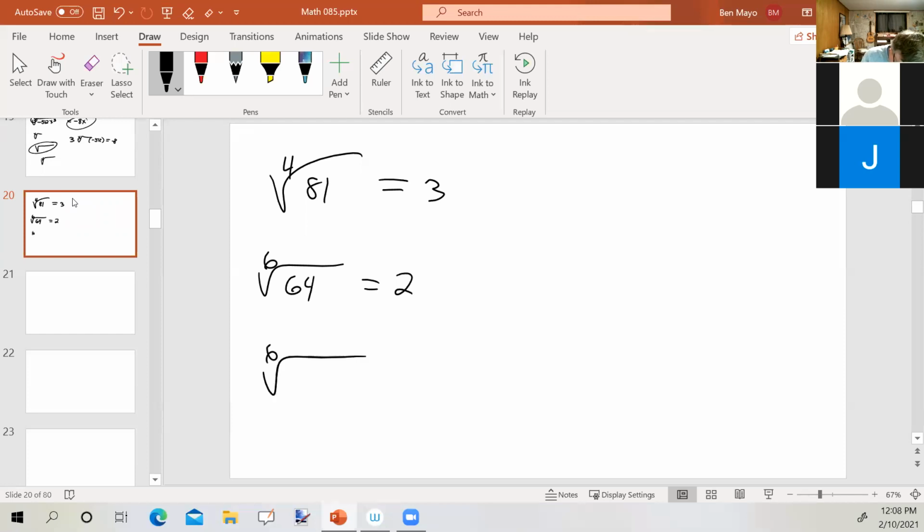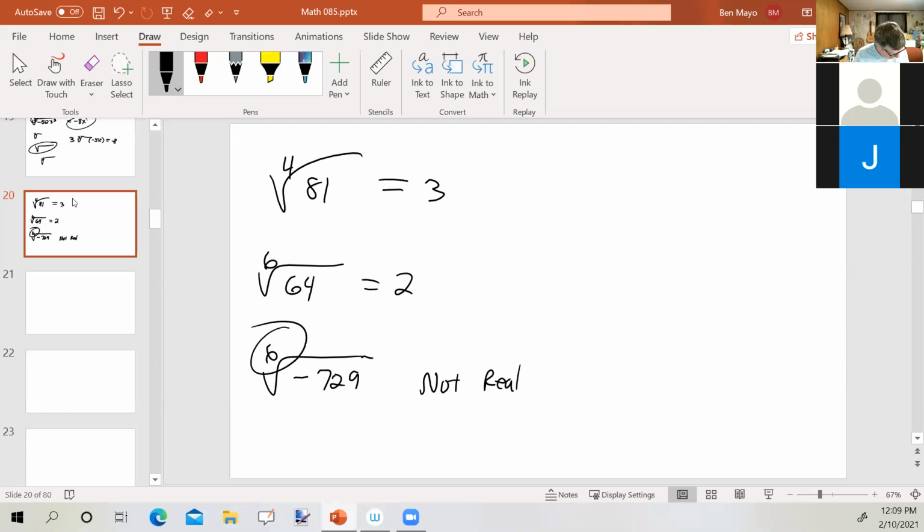What's the sixth root of -729? Isn't that -3? Or wait, no. Is it -3? Oh, it's not real. You can't take an even root of a negative number. Gotcha. Okay. You were doing so well. That was mean of me to trick you, wasn't it?